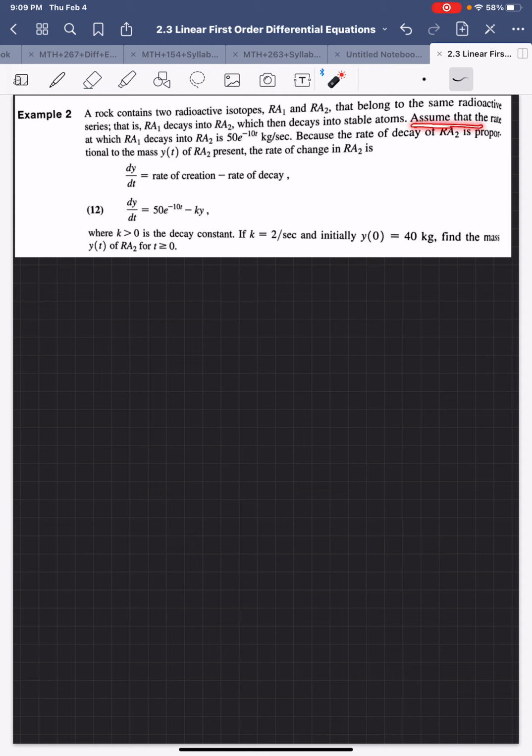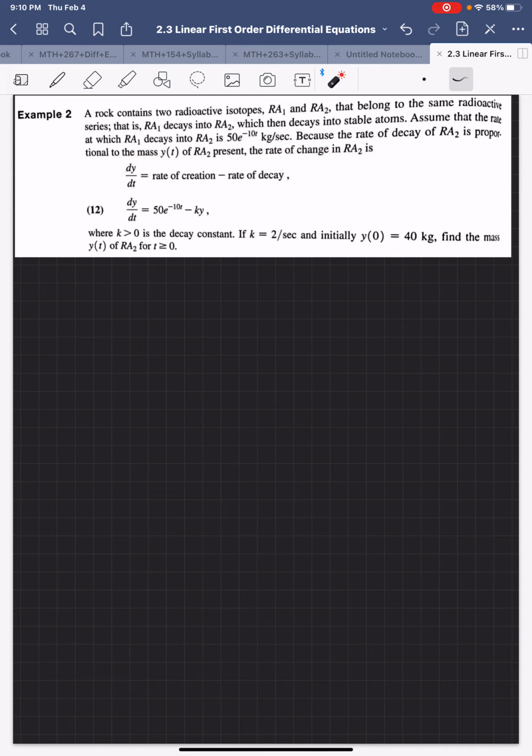So we are going to assume that the rate at which Ra sub 1 decays into Ra sub 2 is as follows: 50 e to the negative 10 t kilograms per second. All right. Because the rate of decay of Ra sub 2 is proportional to the mass of Ra sub 2 present, the rate of change is given as follows.